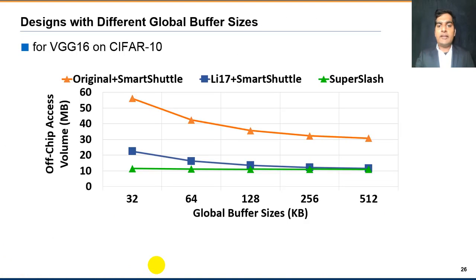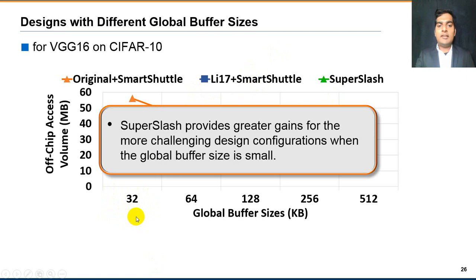In this figure, we evaluated the global buffer size impact on the off-chip access volume. We performed our design space exploration for various values of global buffer sizes varying from 32 KB to 512 KB and report the total off-chip access volume on this diagram. We observe that SuperSlash provides greater gains for the more challenging design configurations when the global buffer size is small. This is because for the smaller global buffer size, more data is required to be shuttled, and hence there is relatively greater benefit of off-chip aware pruning.